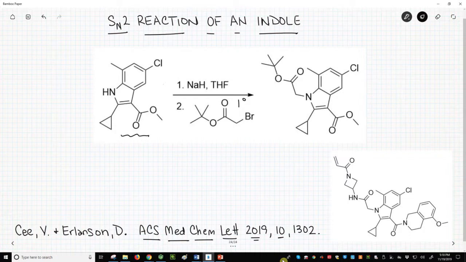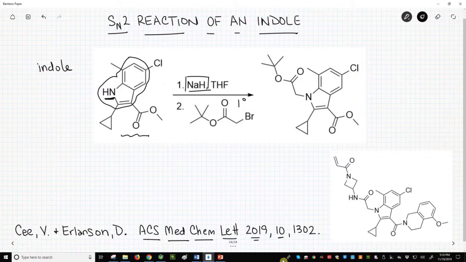We have a base, sodium hydride, over the reaction arrow. That base is strong enough to deprotonate the NH group in our starting material. This ring system, a 6,5 ring system, is called an indole. Normally NH groups are tough to deprotonate, even with a strong base like sodium hydride.